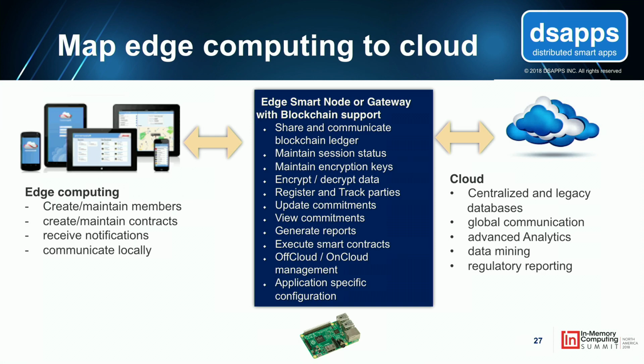And for that, we have to now start looking at all the conditions, all that we need to make happen. For example, when you go from edge to cloud, you have to maintain session status. You have to maintain encryption keys, manage encryption keys, execute smart contracts.